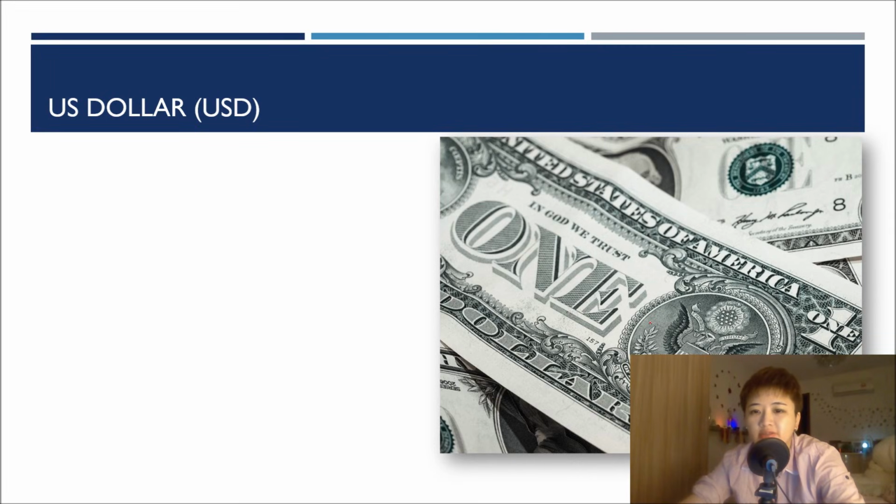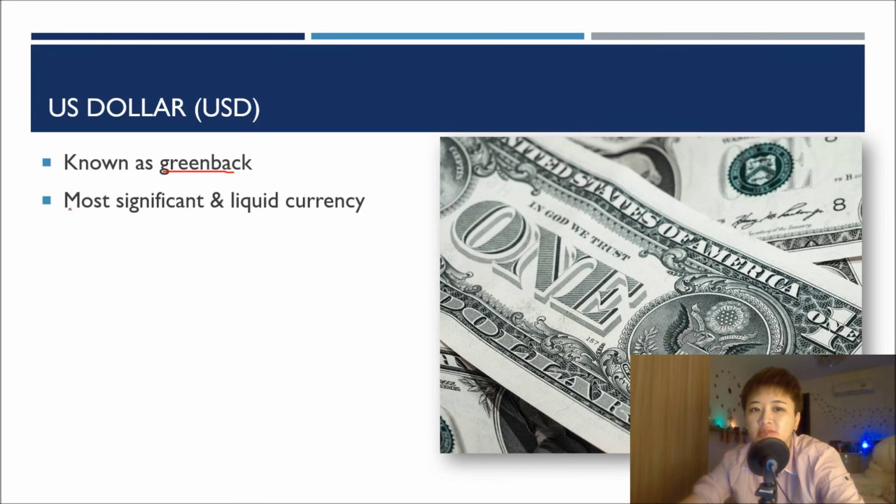So as a forex trader, it's very important for you to understand each of the currencies inside out. Alright, so dollar, there's a nickname for it. It is called the greenback. Some people call it bucks, and it's the most significant and liquid currency.